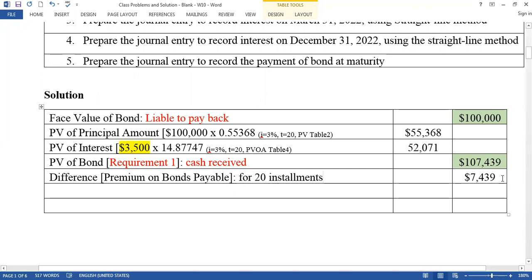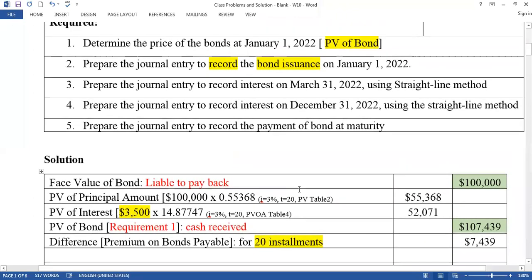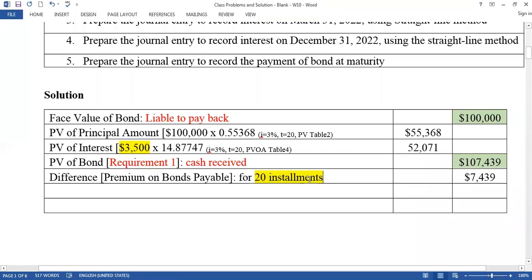So this amount is for 20 installments, right? 20 installments. So we have to convert this 20 installments into per installment. Why? Because we have to follow the matching principle.